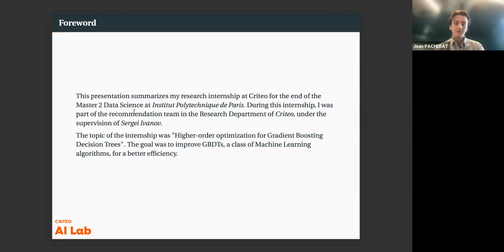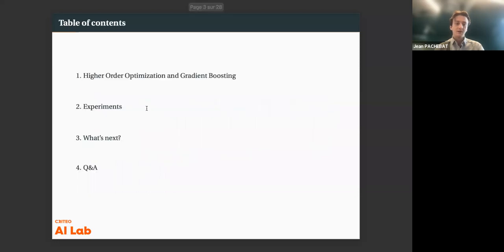So let me walk you through what I will cover in this presentation. In the first part, I'll talk about gradient boosting and higher order optimization for gradient boosting. In the second part, I'll cover what we have done experiment-wise during the internship and what the results are. In the third part, I will walk you through some of the follow-ups of the project and what could be done and what there is to get on with the results that we have. And finally, I'll take questions if you have any.